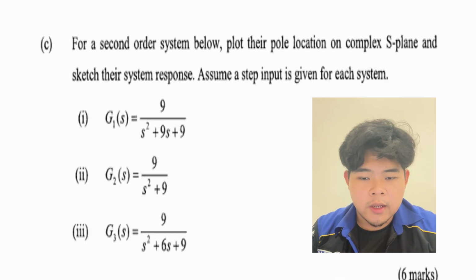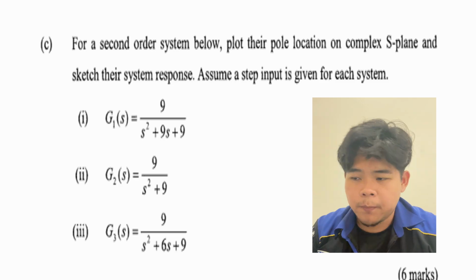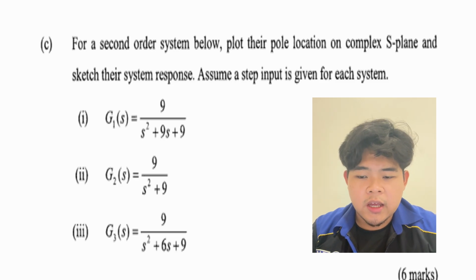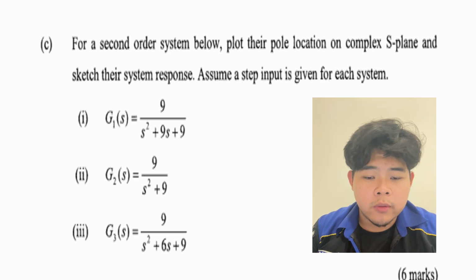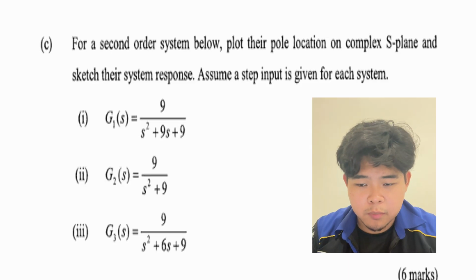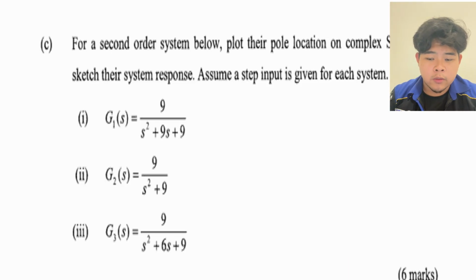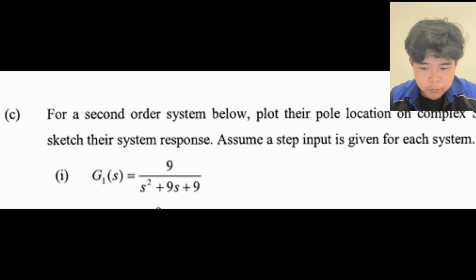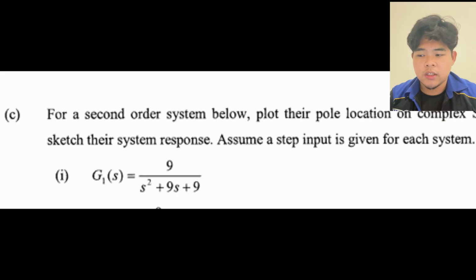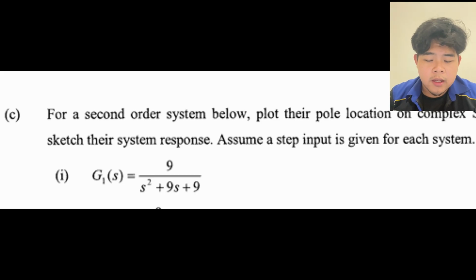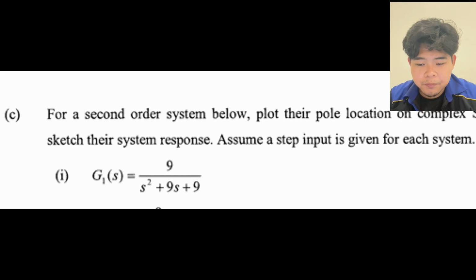Okay, so next is question C. So question C, for a second order system below, plot their pole location on complex s plane. So for question 1 Roman, G1(s) equals to 9 over s squared plus 9s plus 9. So right off the bat, how do we approach this question? Approaching this question is simple. We just need to identify the system response by looking at the denominator. So denominator, s squared plus 9s plus 9. We can determine the roots right away.